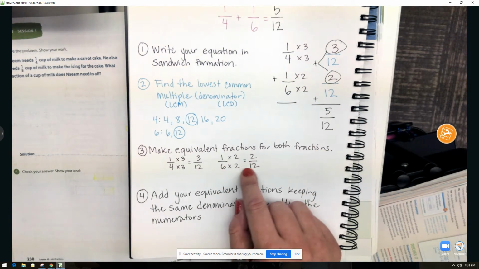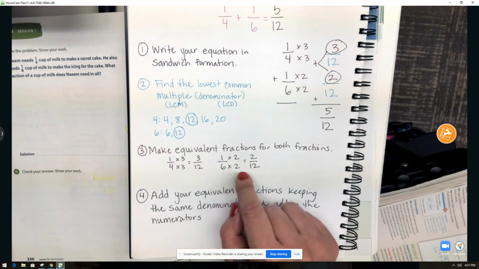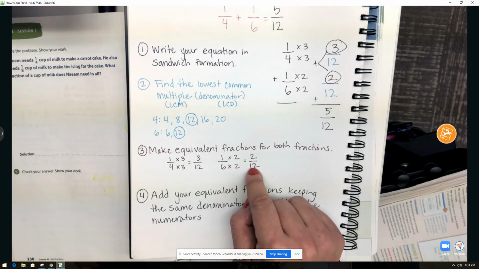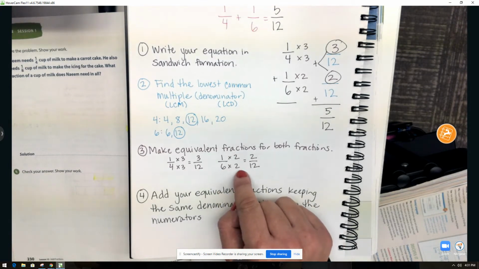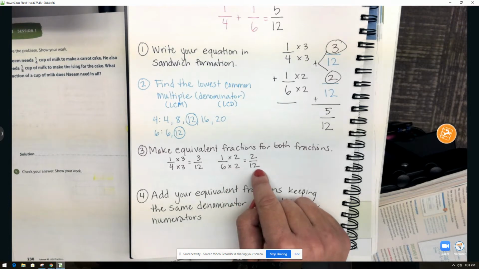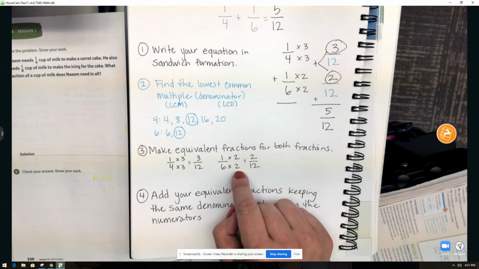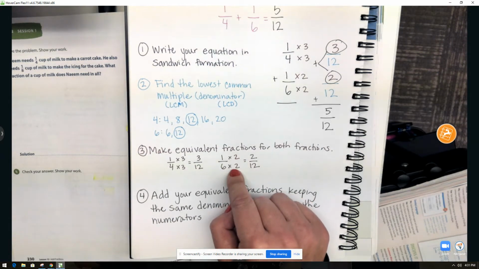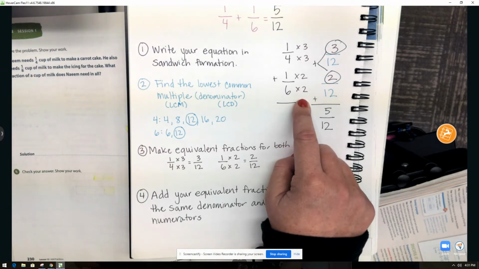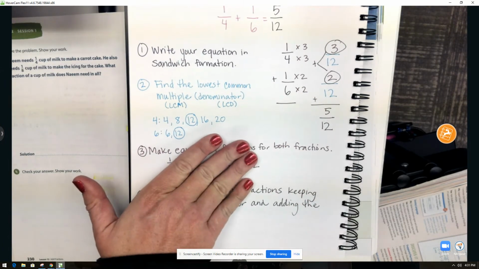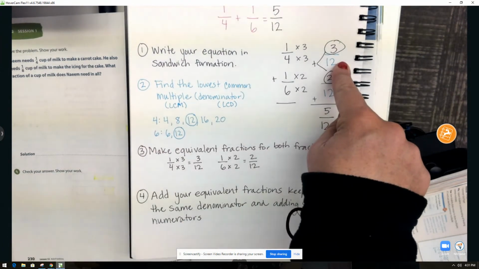Now I'm going to find the equivalent fraction for 1/6. So what do I multiply 6 by to get to 12? I multiply it by 2. 6 times 2 is 12. 1 times 2 is 2. Remember that you multiply by the same amount on numerator and denominator. I showed that up here as well. You don't normally have to do this step. You can do all the work up here.